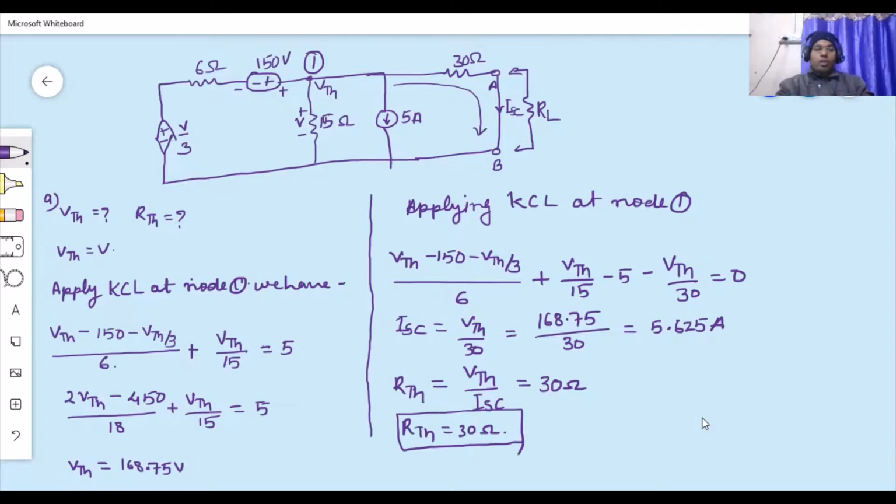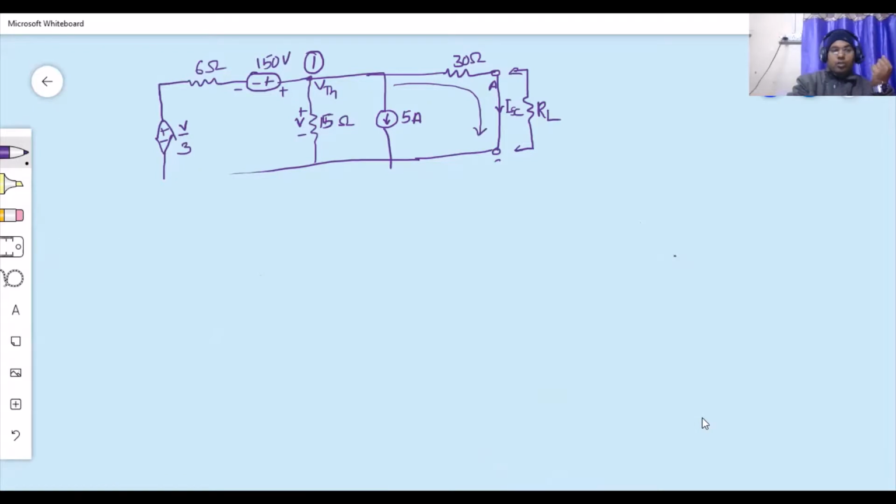So part A of the problem is solved now. That is, VTH is 168.75 volt and RTH is 30 ohm. Now for part B.